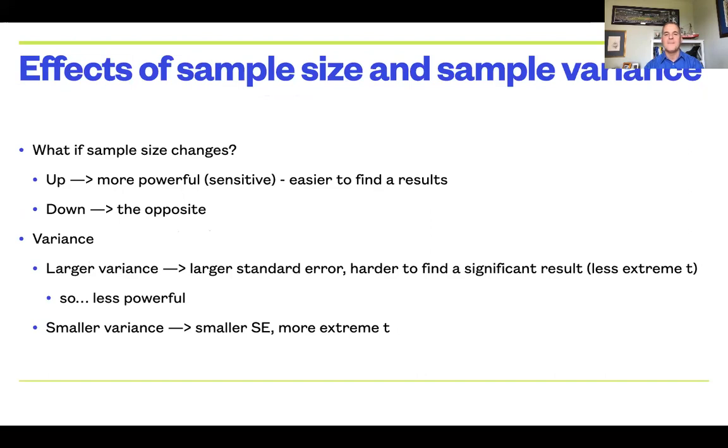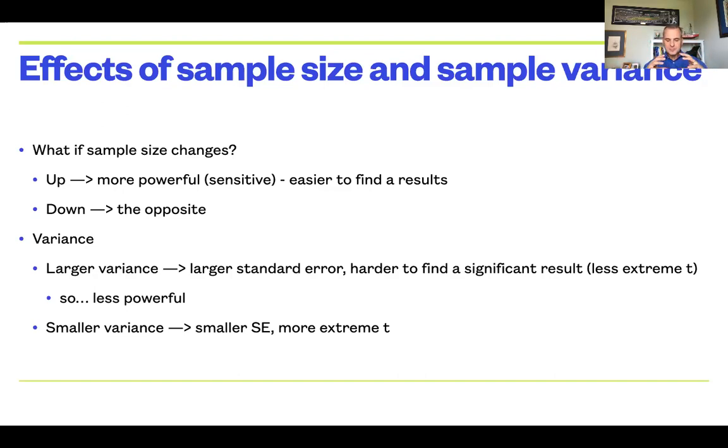how we're calculating t. When we look at t, it's the difference in the two means divided by the standard error, which is the standard deviation of the distribution of the means. The denominator of the standard error is sample size. So as the sample size gets larger, we would expect the standard error itself to get smaller, because when the denominator of a fraction gets bigger, the value of that fraction gets smaller.